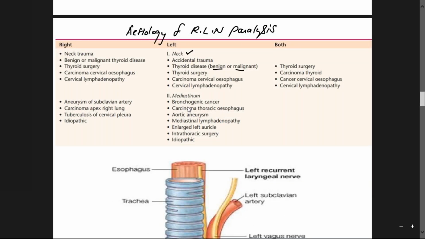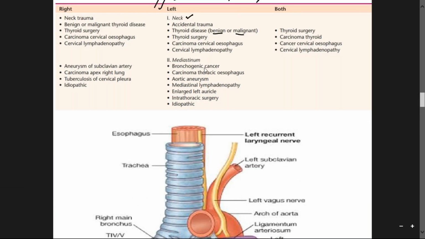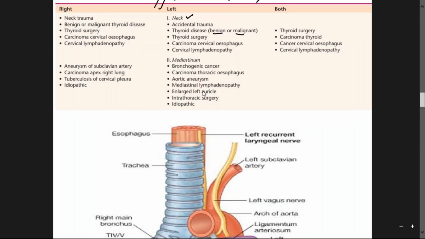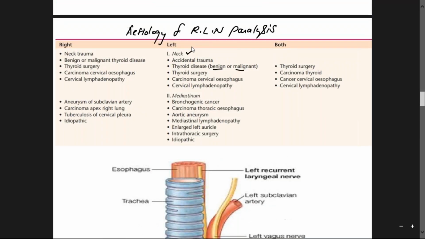So you have to remember that. Next, any bronchogenic cancer, because it has a longer course, it extends into the mediastinum. So bronchogenic cancer, carcinoma of the thoracic esophagus, aortic aneurysm, mediastinal lymphadenopathy, enlarged left atrium, all these, because it is looping around the aorta. Any lesions involving the arch of the aorta, that's why aortic aneurysms and all these can cause recurrent laryngeal paralysis.